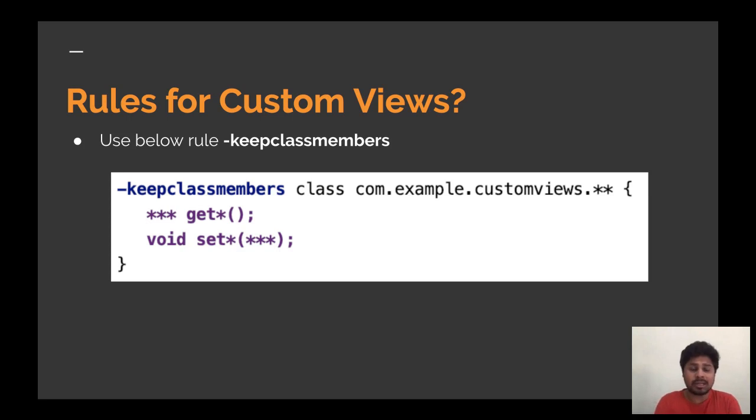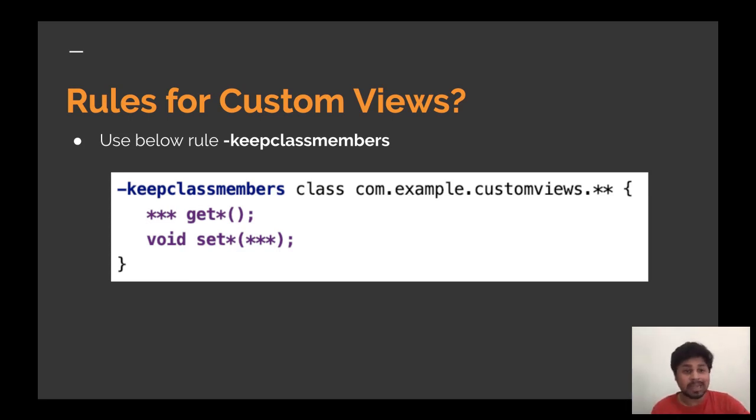Now there's also a real example. If you have created any custom views in your project, take an example of a custom view. You can create any custom view whose object can be configured with different attributes. To prevent R8 from removing all the getters and setters of the custom view class, we can use keep class member rules, which tell R8 if you're already keeping the class in the custom view package, also keep these members and don't rename them.